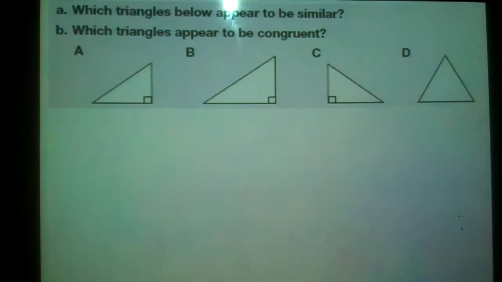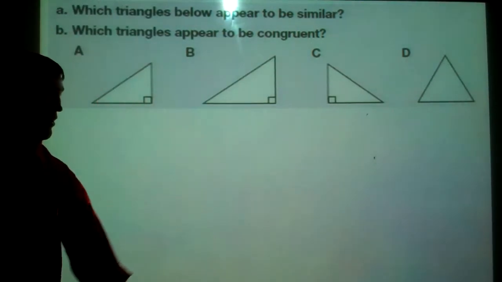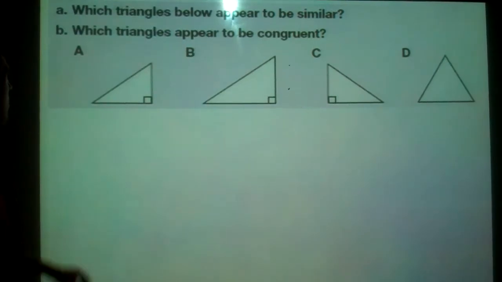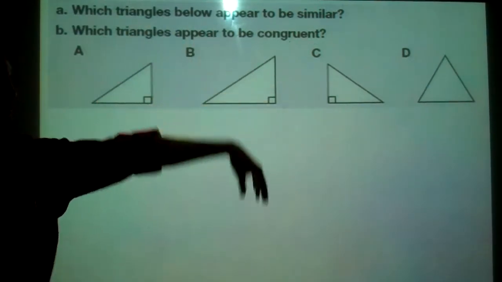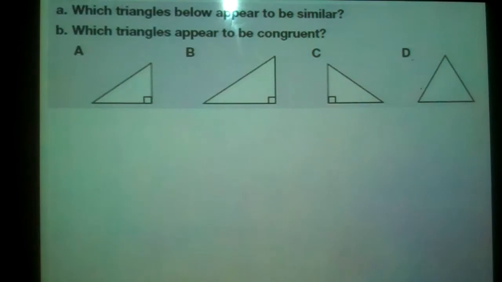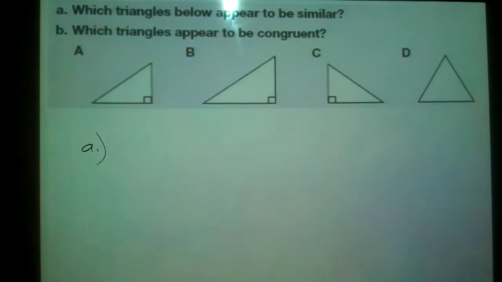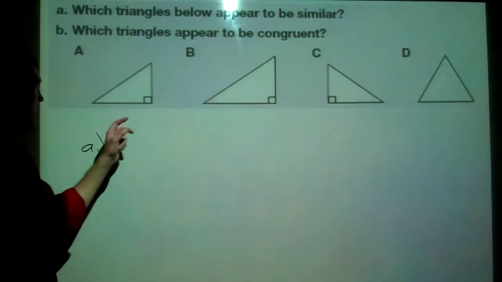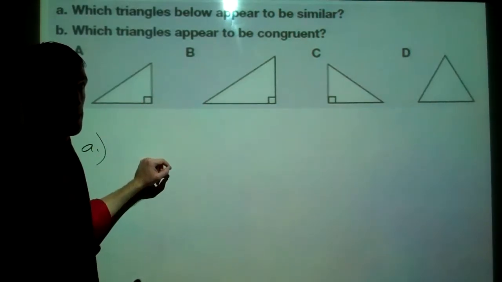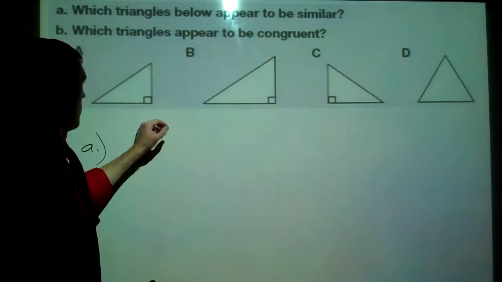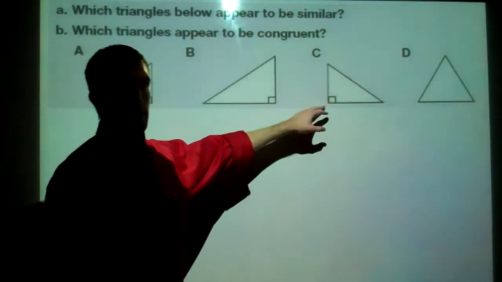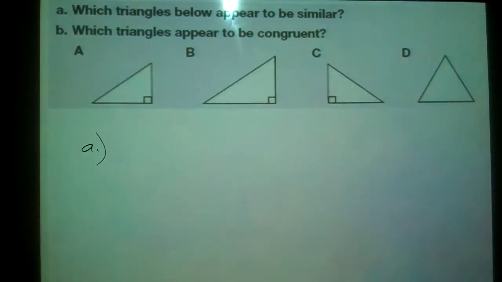Alright, and our last slide here, I just want to go over our symbols for all this. Which triangles below appear to be similar? So if we look at A, which ones appear to be similar? Well, they have to be the same shape, and these are right triangles. So we have A, B, and C. Those are all similar. How do we write that?